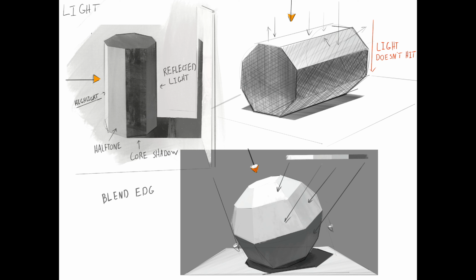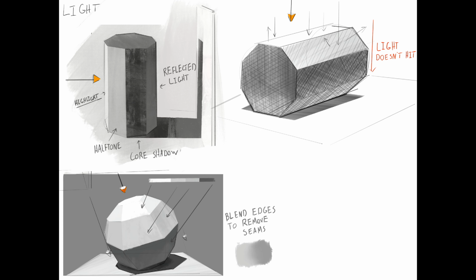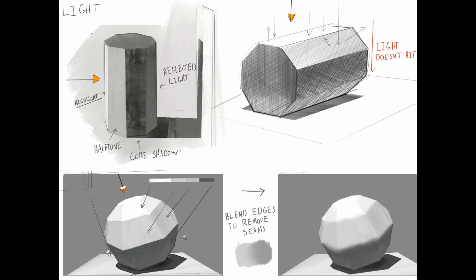The cool thing about breaking primitives down into planar forms like this is that you start to understand exactly what is happening with light reflection. And if you want to start blending things out, just take a blend brush, make things a little bit rounder, smooth things out, and you're off to the races.